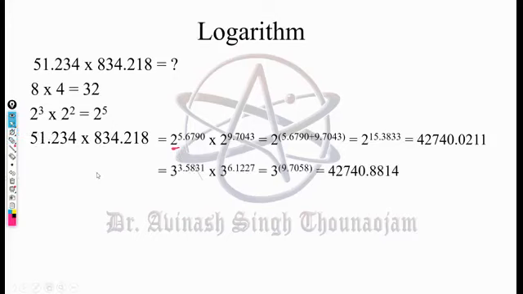So this number can also be written as 3 raised to this, 3 raised to this, which is equal to 3 raised to 9.7. Again, by converting it back, you get this number.